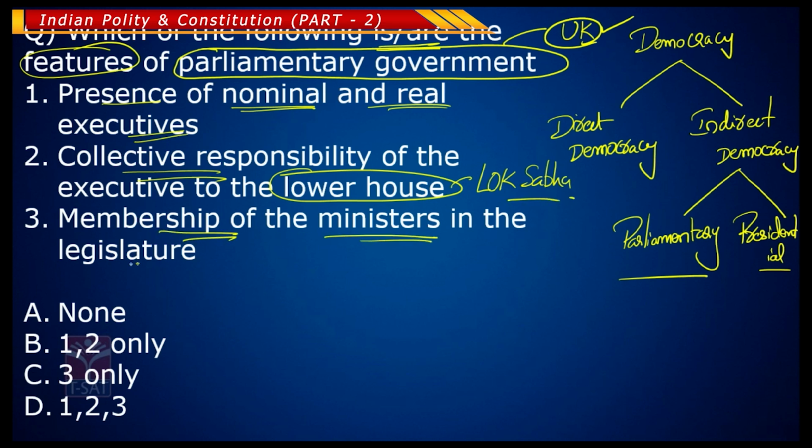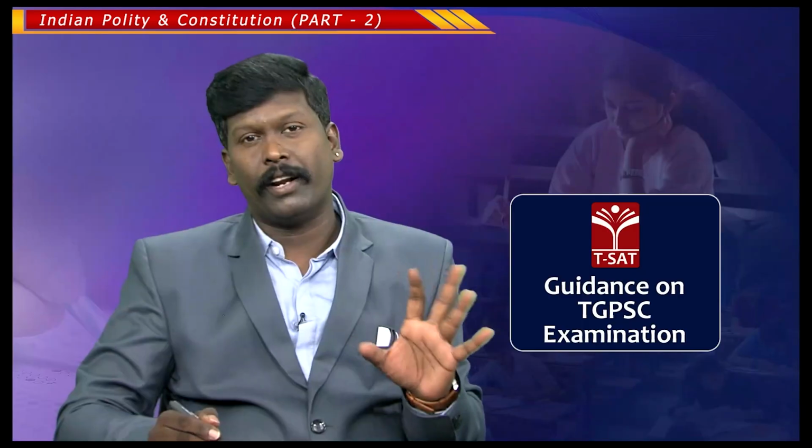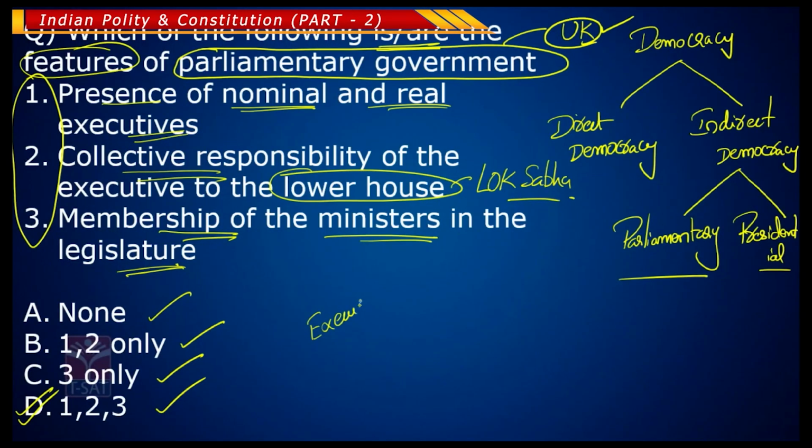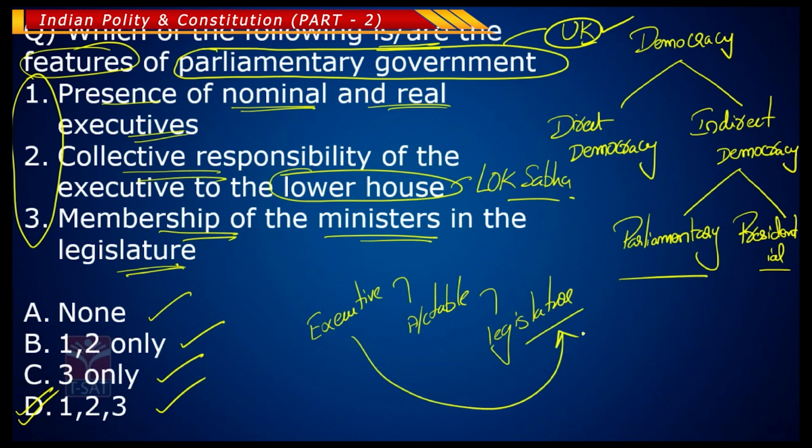2. Membership of the ministers in the legislature. Now try to guess. The options are none, 1, 2 only, 3 only, 1, 2, 3. What is the answer? Yes, very good friends. Those who have guessed it right, answer is D. All these are the features of the parliamentary system. In the parliamentary system, the executive is accountable to the legislature and the executive is part of the legislature.